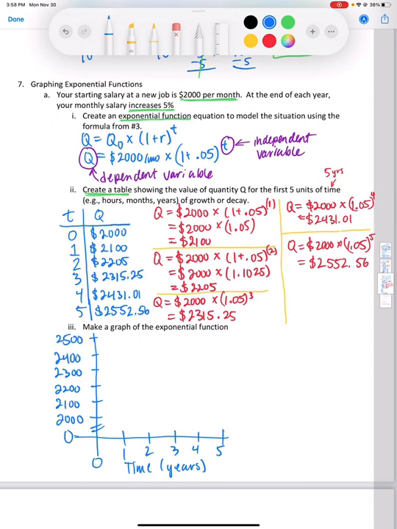Okay, let's think about what we can title this axis. This is the monthly salary, and that will be in dollars. Okay, so let's bring that down a little bit. The monthly salary in dollars. Now we're going to go ahead and plot the points that are in our table. So since at time 0, we have 2,000, put a big dot here.